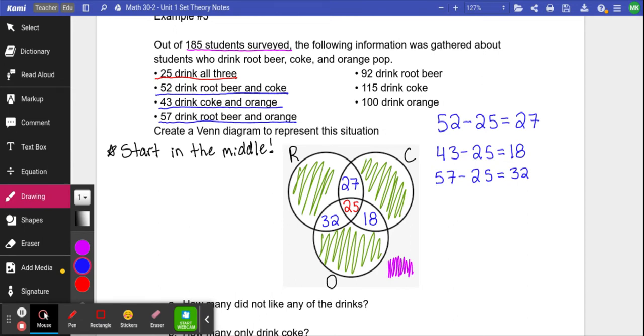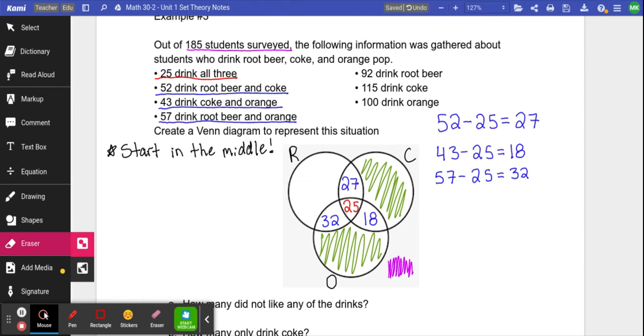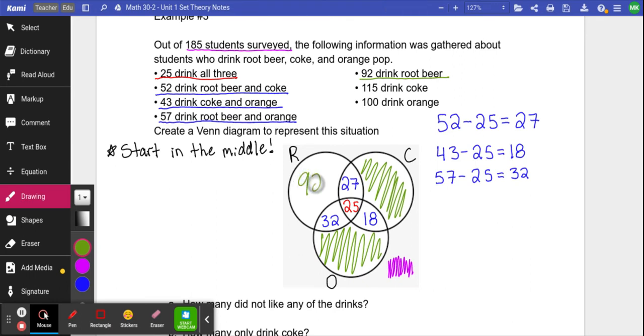And the last sections are these green sections. Let's start with this one. That would be people who drink root beer. It says 92 drink root beer. That's true, but 92 does not go there. If I put 92 there, that would be wrong because now look at my root beer circle. I have 92 plus 27 plus 25 plus 32. That's insane. I do not have that many people who drink root beer. This section is how many people only drink root beer.